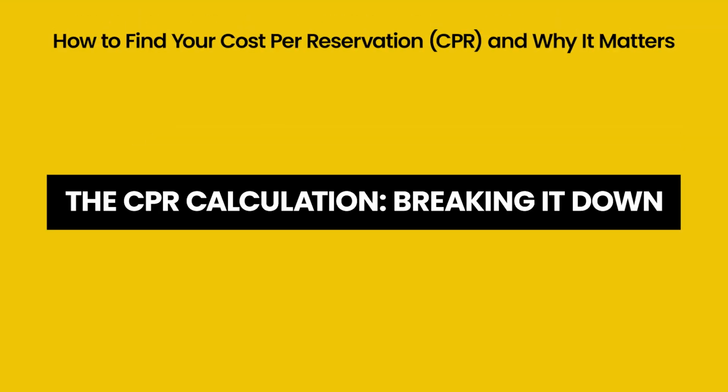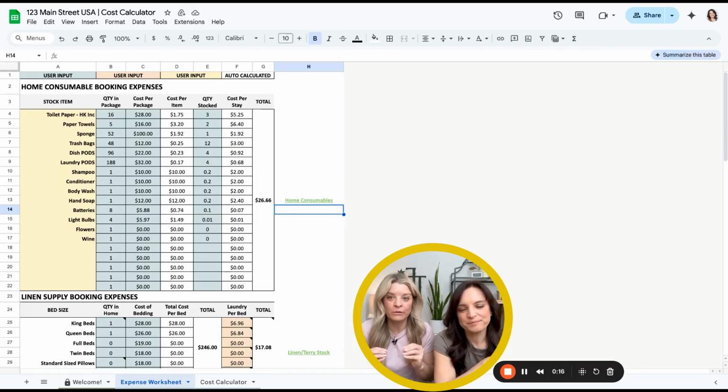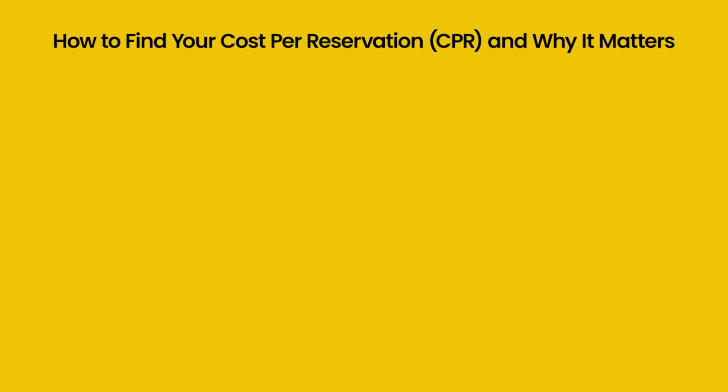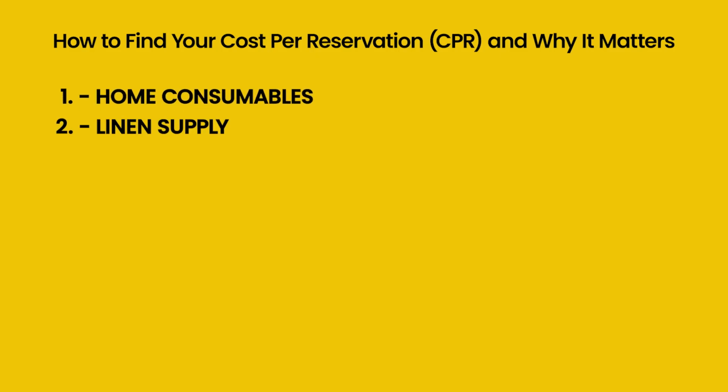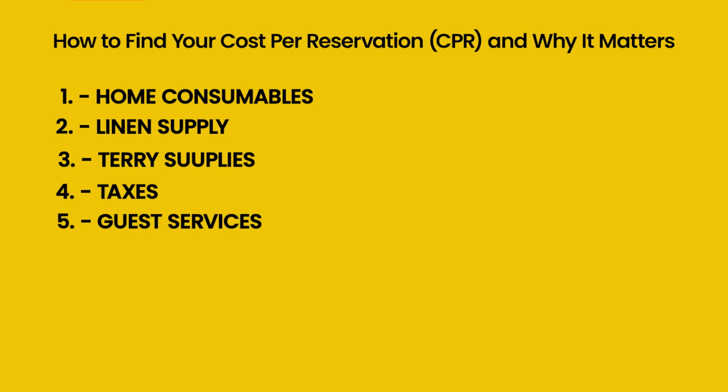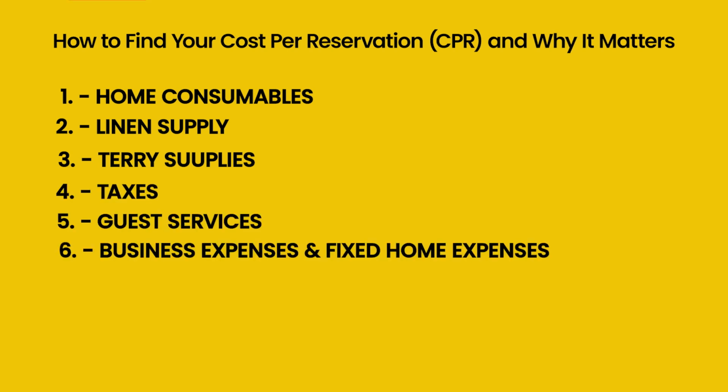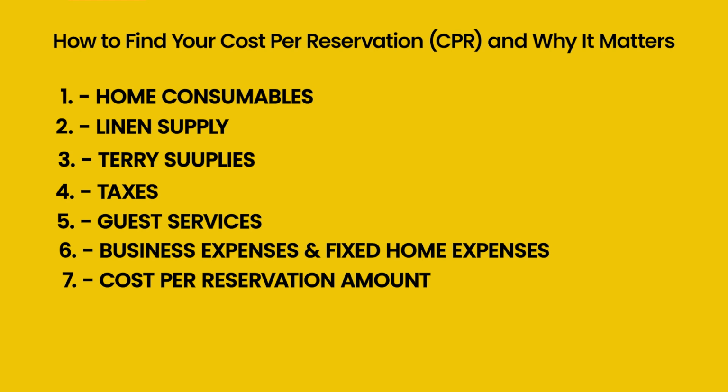All right, so let's get into it a little bit further. Let's get down to the more granular, it's a hard word, booking expenses and business expenses. Sarah is going to walk you through. We're going to go slow here. We are going to go line by line and take you through from the home consumables to the linen supplies, to the terry supplies, to your taxes, your guest services booking expenses, business expenses, your fixed home business expenses. And then at the very end, we'll show you that cost per reservation amount.